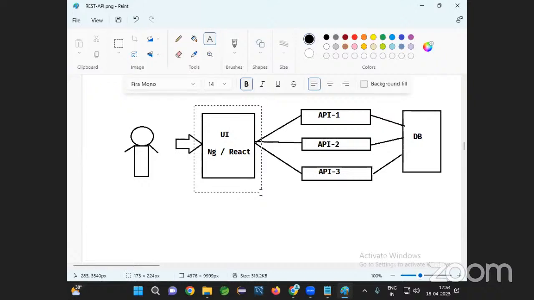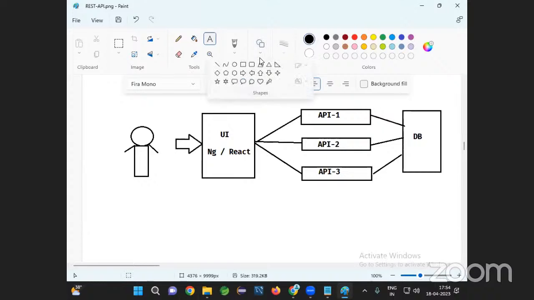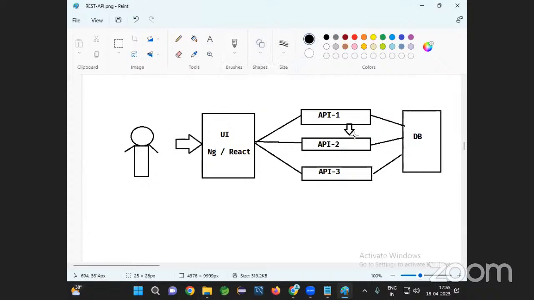This is one project. This is one project. That is possible. That is called inter-service communication. One API can communicate with another API. That depends upon the requirement. We'll come to that.